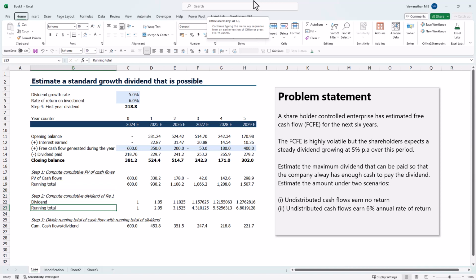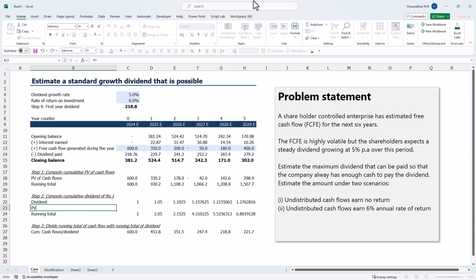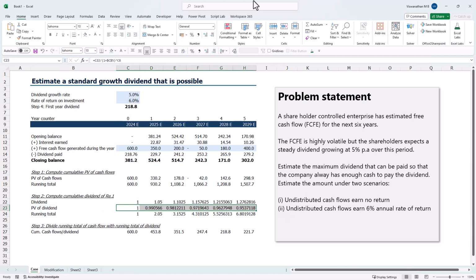In dividend as well, I'm going to calculate the present value of the dividend. So if 1 is my first year dividend, the present value of that is going to be 1 upon 1 plus 6%, which is in cell C5, raised to the power year. Again, our year counter is starting at 0. Let me copy paste this. And the running total I'm going to calculate is the running total of not the dividend, but the present value of the dividend.